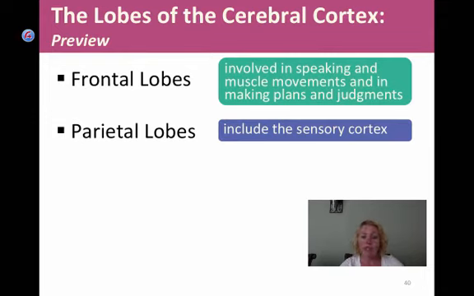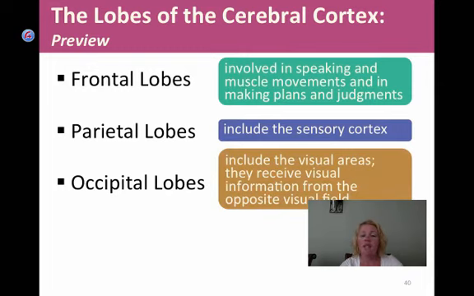The parietal lobes are primarily involved with sensory experiences. Our sensory cortex is located in the front of the parietal lobe. Our occipital lobes are predominantly vision. This includes the visual areas. It receives visual information from the opposite visual field. One of the things to remember about our brain is that the left hemisphere controls the right side of our body, and our right hemisphere controls the left side of our body. And again, we talked about vision. The stuff that our left eye sees is processed in our right occipital lobe.